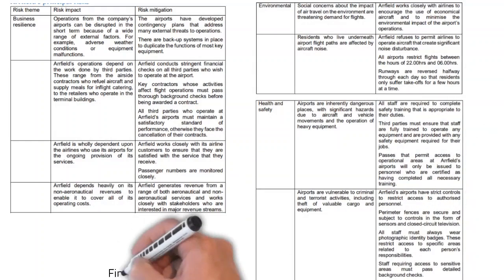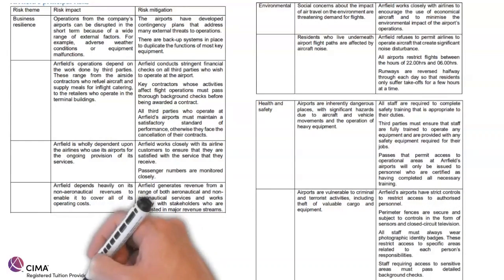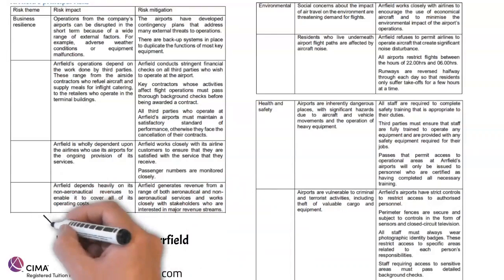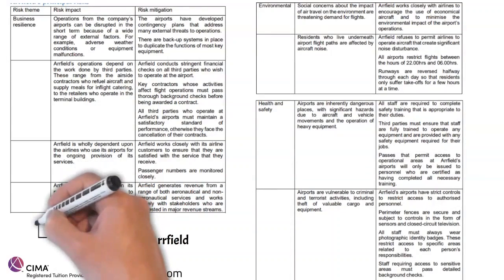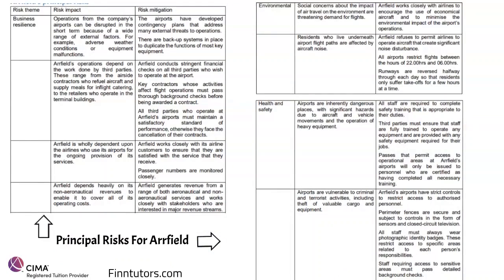They have done a risk analysis, and as part of the pre-scene, they have told you that these are the major risks which your company Arrfield faces. The first risk that they have identified is business resilience. They say that operations from the company's airport can be disrupted in the short run because of a wide range of external factors, for example, weather, equipment, stuff like that.